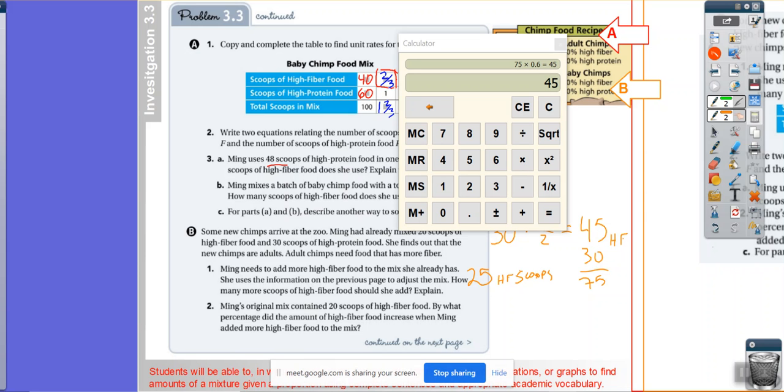Ming's original mix contained 20 scoops of high fiber food. By what percent did the amount of high fiber food increase when Ming added more high fiber food to the mix? Volunteer for the answer?